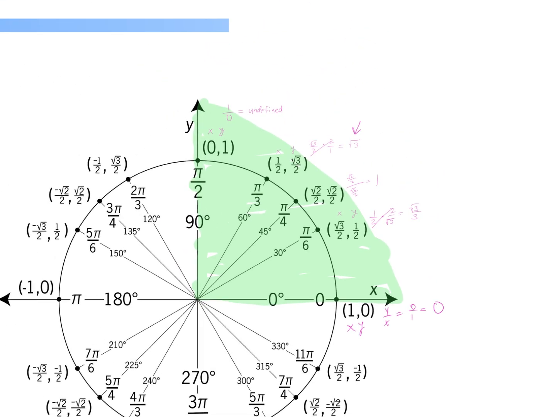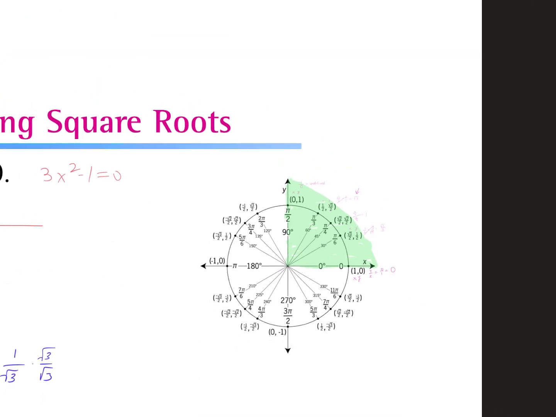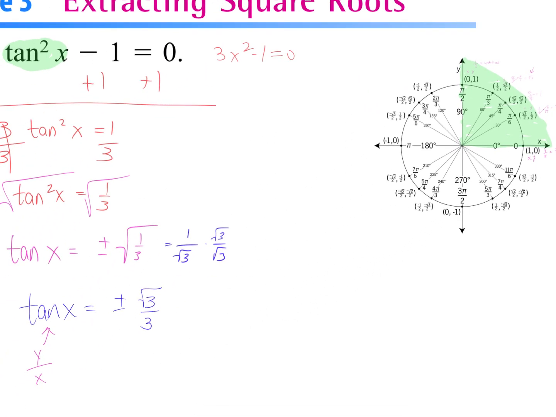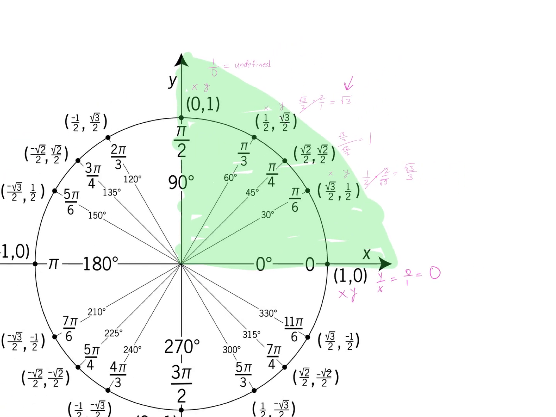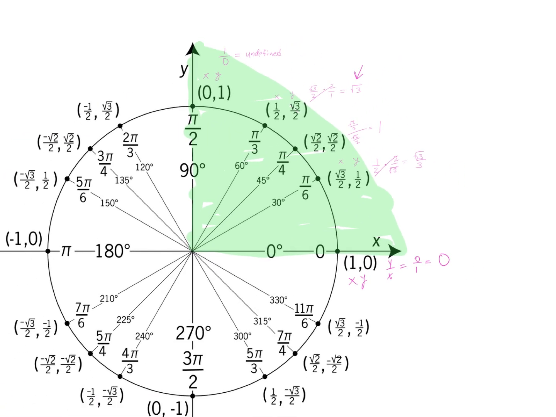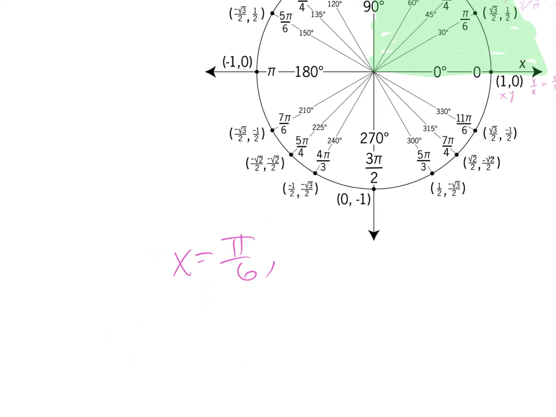Now, if you guys memorize that, great. If you don't, no big deal. Just know that you have to find tangents, you put y over x. Cotangents, x over y. So going back to the question, I wanted to know all the places where my tangent is positive and negative square root of 3 over 3. So where would the first one be? Which ordered pair gives me square root of 3 over 3? Pi over 6. So I have x equals pi over 6. I want the positive and the negative root 3 over 3. So where else? 5 pi over 6.